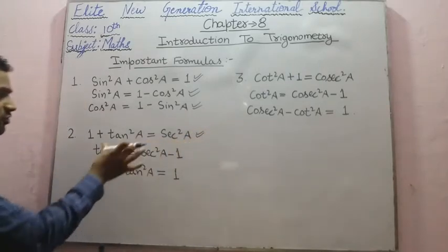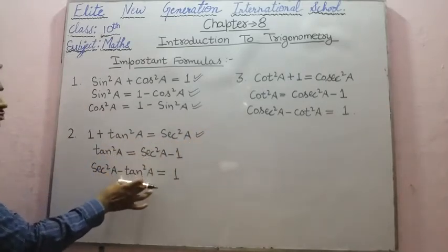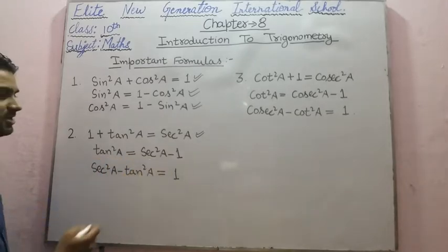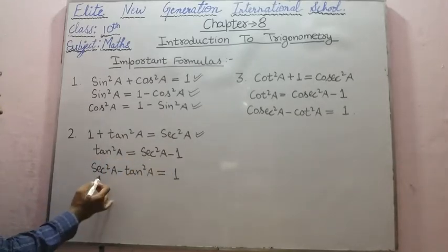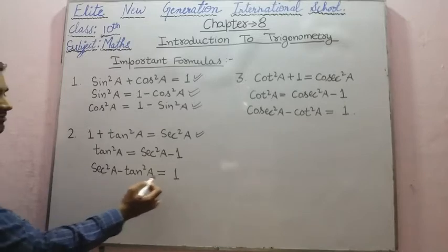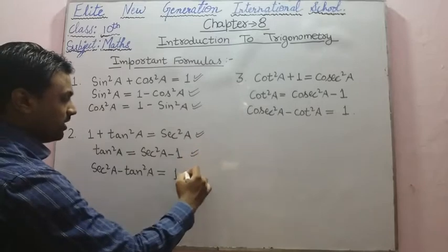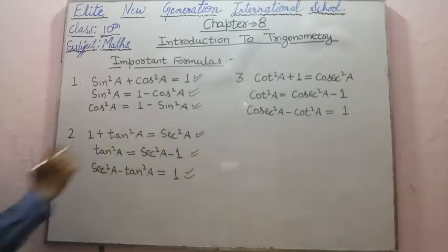Now after this, from this formula we can generate these two formulas. So here the value of tan square A will be equal to sec square A minus 1, and sec square A minus tan square A will be equal to 1. So in this way these formulas are generated from this formula.